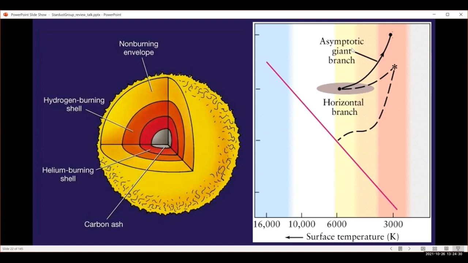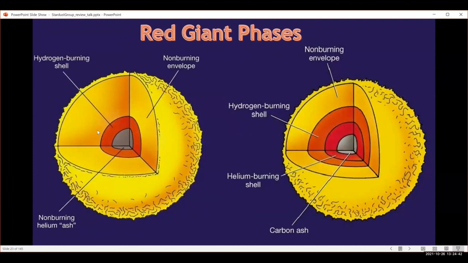And we call this the asymptotic giant branch, or AGB. This is where stars produce a lot of material and throw it out into space. So just to see these next to each other, you've got something that was helium in the core and had hydrogen burning in a shell around it. And now you've got carbon in the core and you've got helium and hydrogen in shells around it.